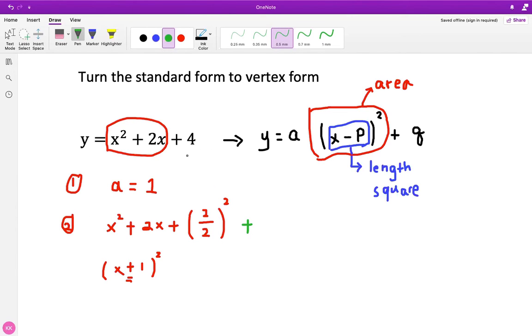How much do I need to add if I want to get to the 4? I need to add 3 if I want to make this equation equal to the previous one, x squared plus 2x plus 4. The q value here equals plus 3, a positive 3. So I can rewrite this expression as (x plus 1) squared plus 3 for my standard form equation.